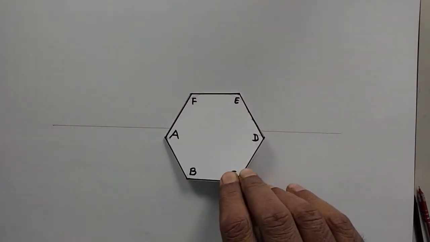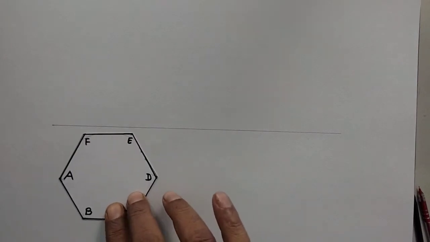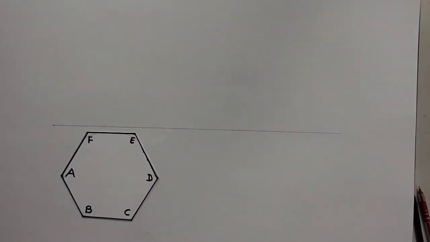Today in our class we have the hexagonal plate. This hexagonal plate is resting on HP on its corner A. The top view of the plate is a true shape on the HP plane, and the elevation is a line on XY.